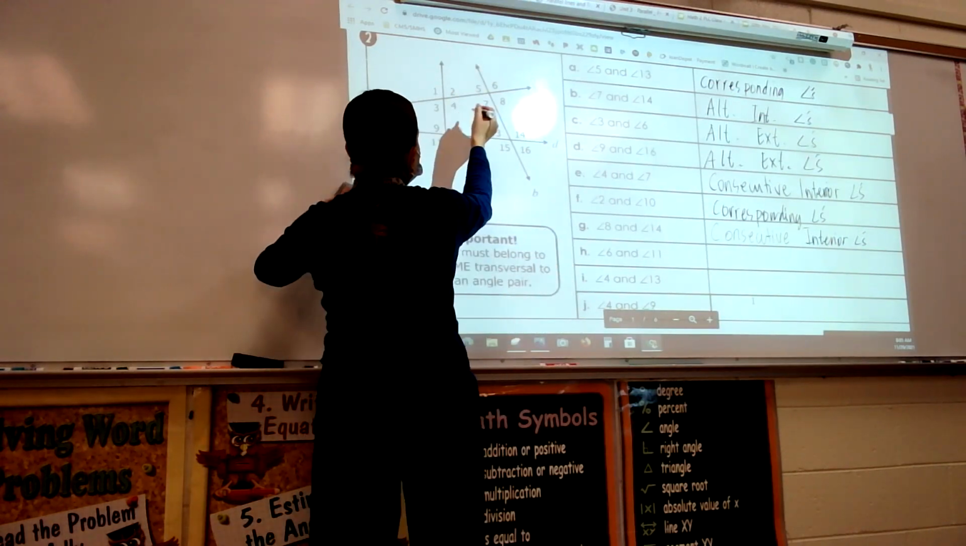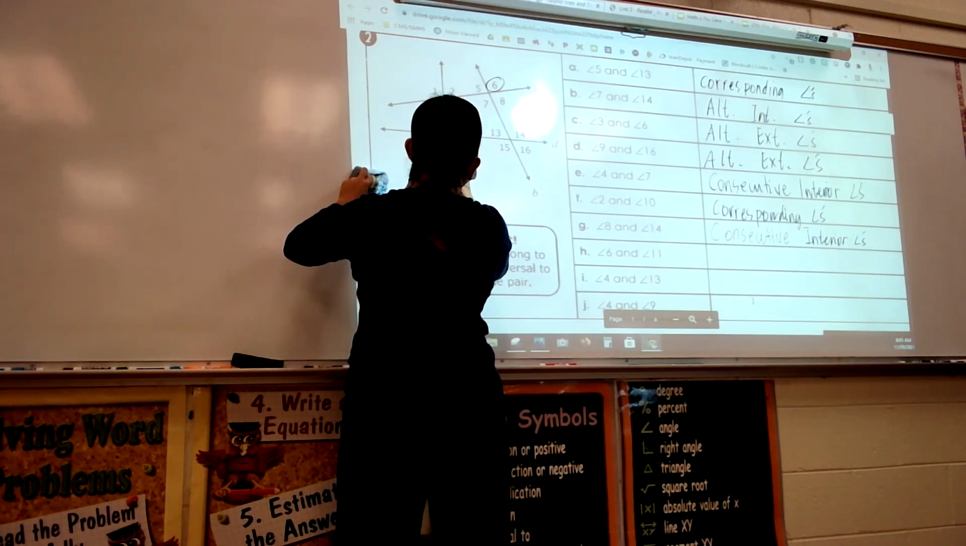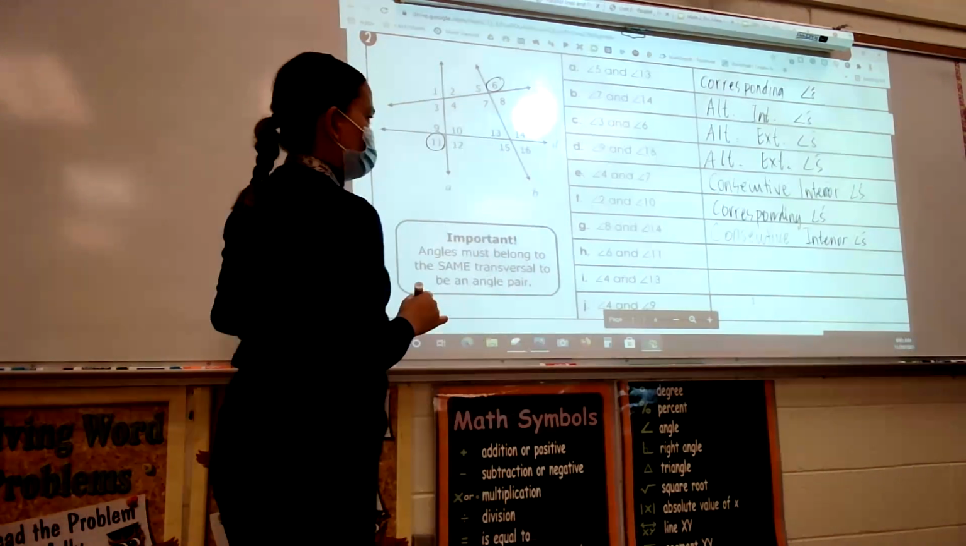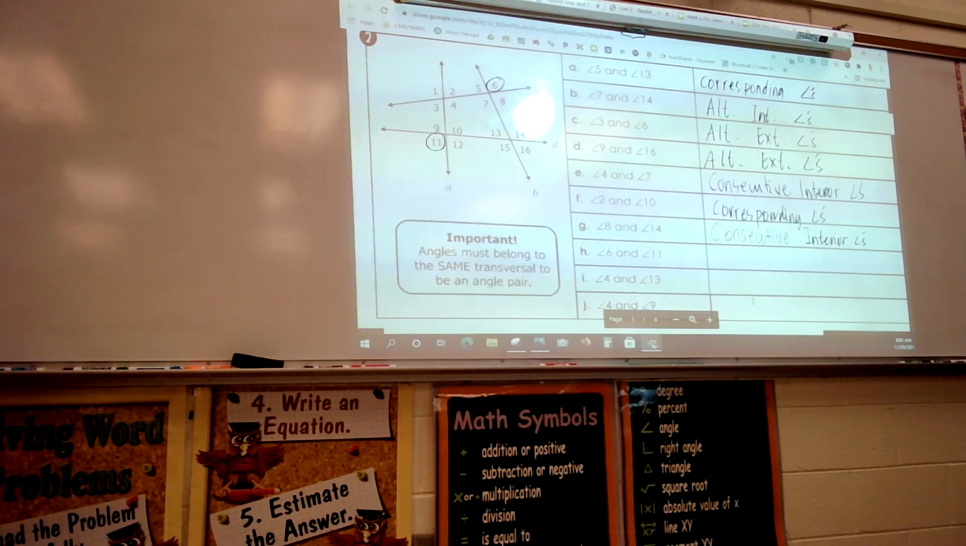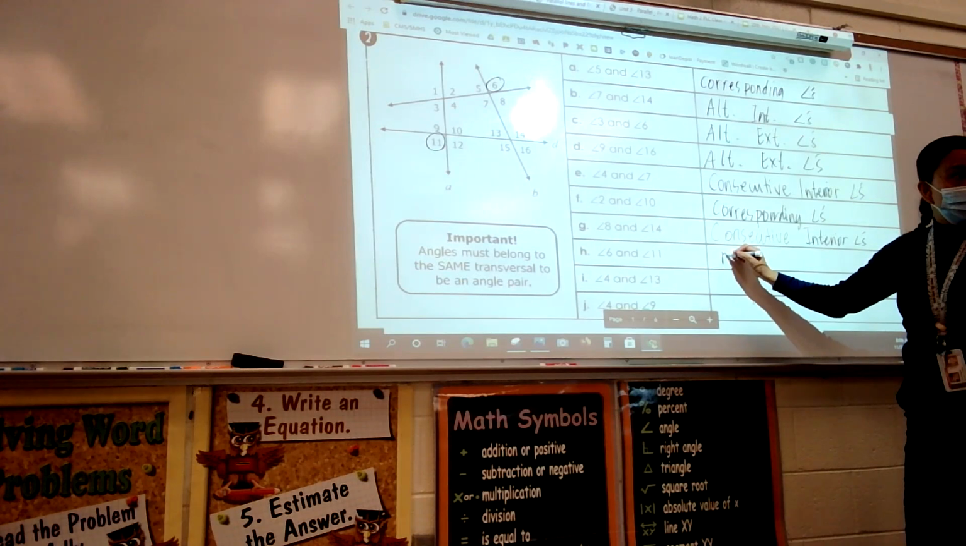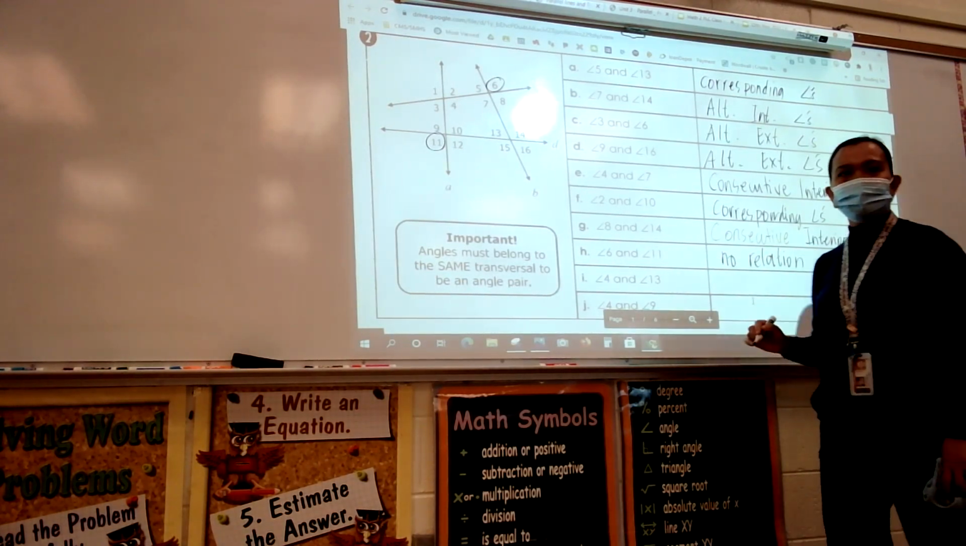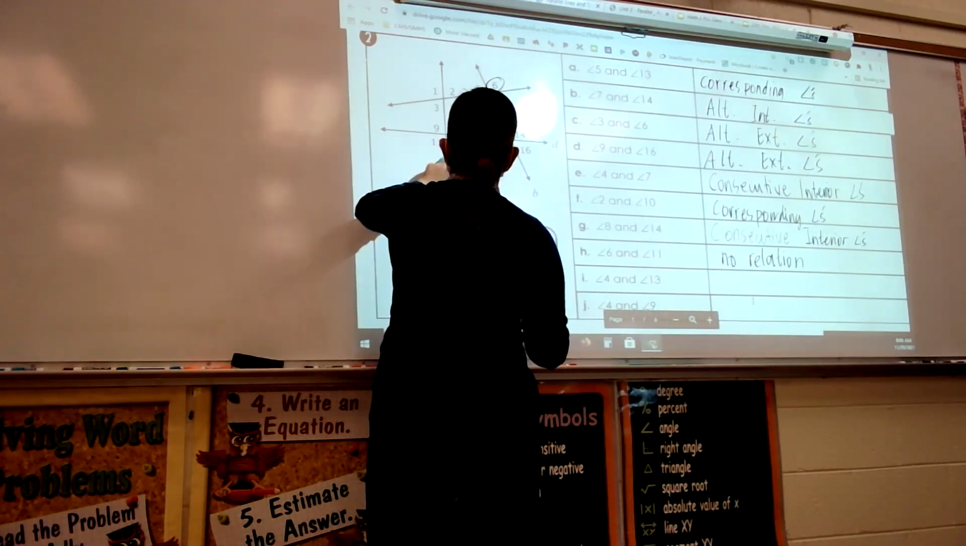Next. 6 and 11. 6 and 11. No? Imer said no relation. Is that correct? Do they have a line that connects them? No. So you will write what? No relation. Very good, very good. Excellent.